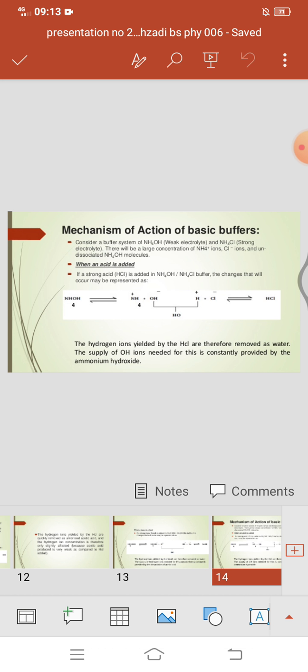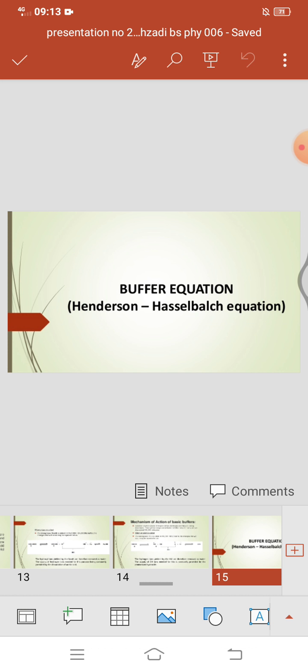NH4OH gives NH4+ plus OH-. If we add HCl, then H+ plus Cl- will form hydrochloric acid. The hydrogen ions yielded by the HCl are therefore removed as water. The supply of hydroxyl ions needed for this is constantly provided by the ammonium hydroxide.